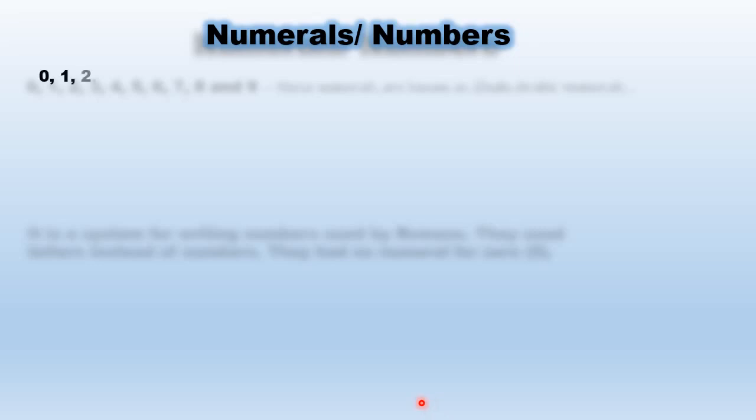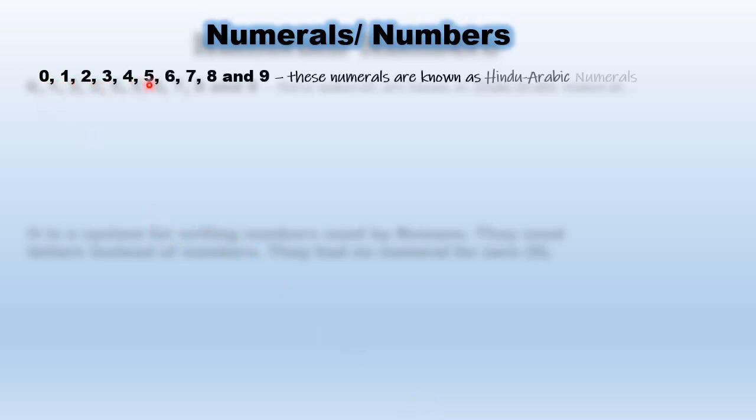Yes. Now children, see what is here on the screen. 0, 1, 2, 3, 4, 5, 6, 7, 8 and 9. What is this? These are digits. And with the help of these 10 digits, we make numbers. We frame new numbers. And these numerals are known as Hindu-Arabic numerals.